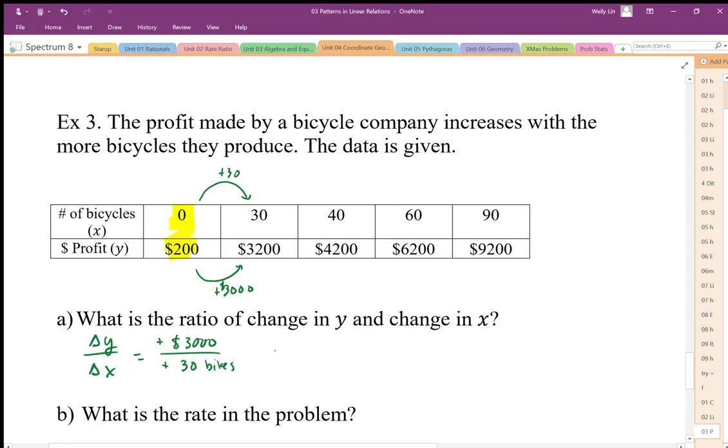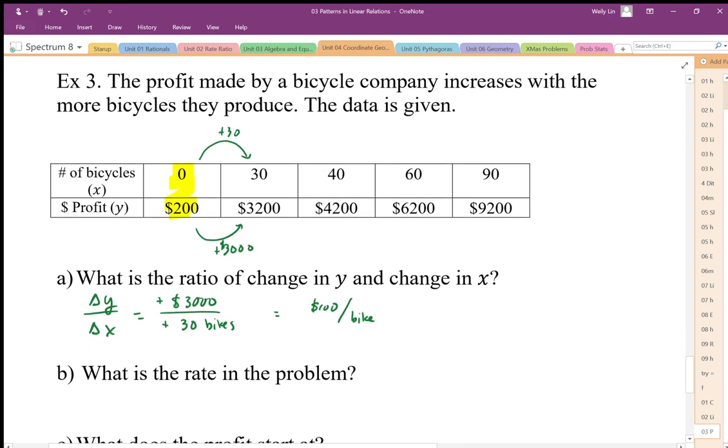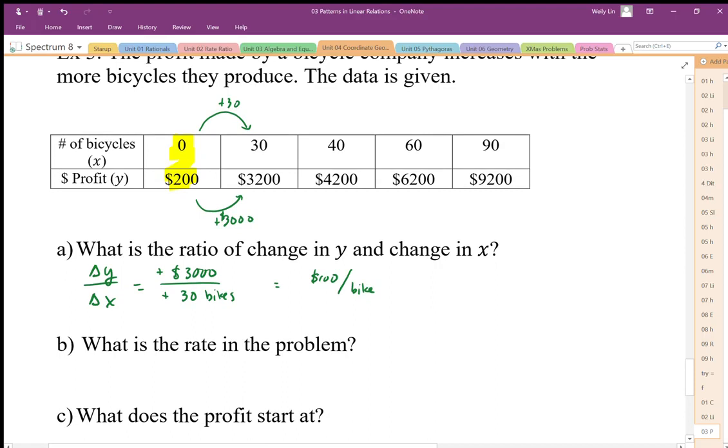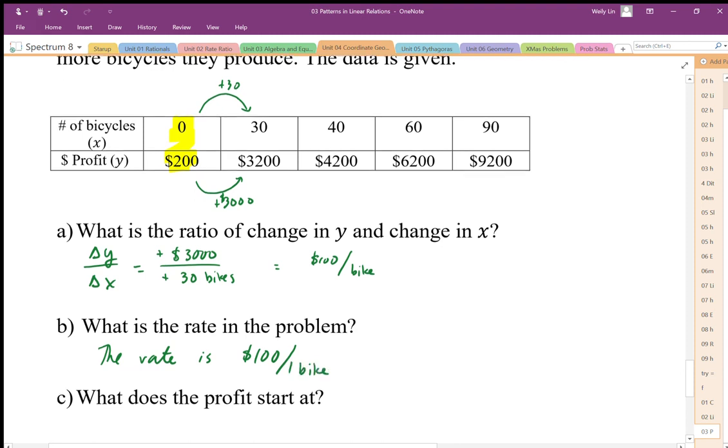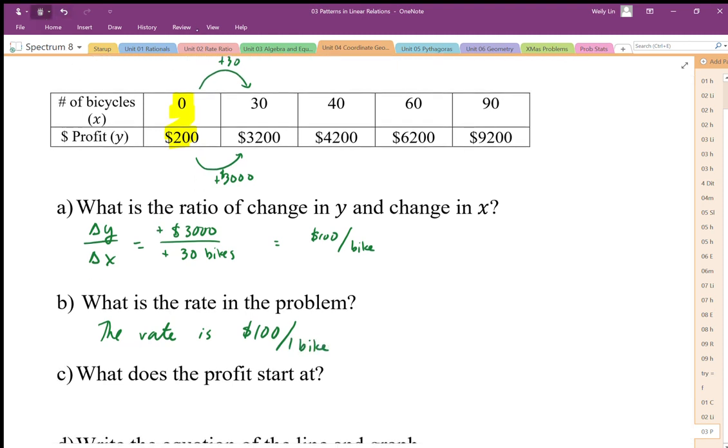And if I want to find the unit rate, this is going to be $100 per bike. That's our unit rate, or our multiplier. So the rate in this problem is $100 per one bike. This all represents our changes. This is our changes, and this is our changes here.